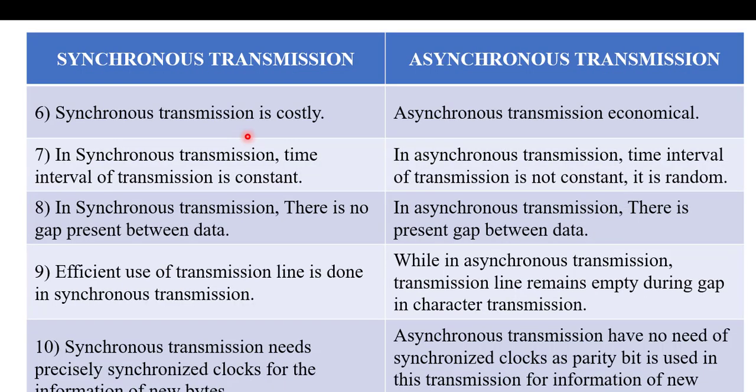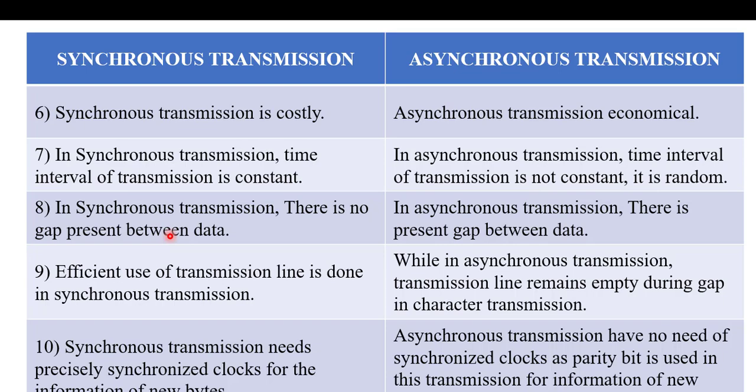Synchronous data transmission is costly because it requires a clock signal for synchronization between sender and receiver. Asynchronous transmission is economical because no clock is required for synchronization. We only use a parity bit, start or stop bit for synchronization. In synchronous transmission, the time interval of transmission is constant. In asynchronous transmission, the time interval of transmission is not constant, it's random.